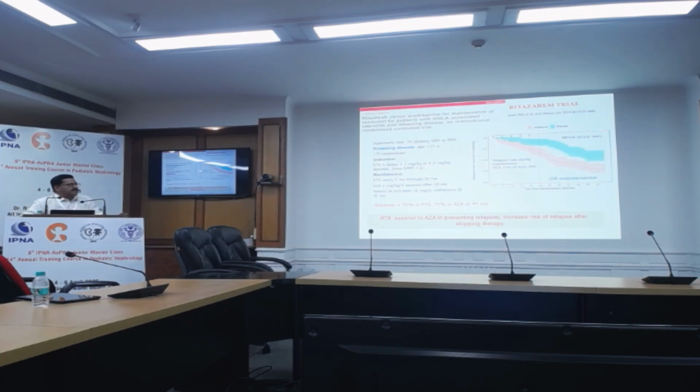Then about the maintenance therapy, this is another key trial, which is the RITAZAREM trial, which compared rituximab with azathioprine in relapsing disease. 170 patients were randomized, and they looked at 4 doses of rituximab versus azathioprine continued for 24 months. And the steroids at inclusion were kept at a very low 10 milligrams per day.